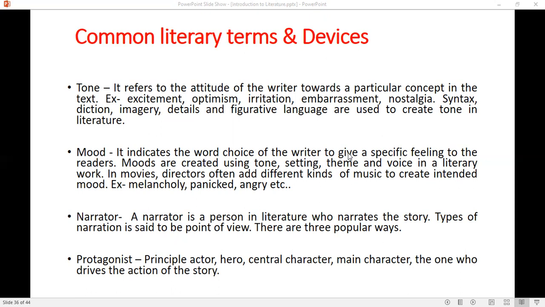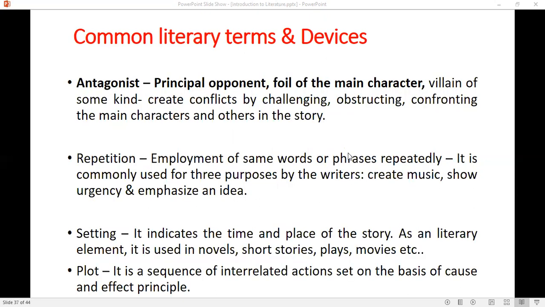Protagonist can be a principal actor, hero, center character, main character, the one who drives the action of the story. Antagonist, principal opponent, foil of the main character, villain of some kind, who creates conflicts by challenging, obstructing, confronting the main characters and others in the story.